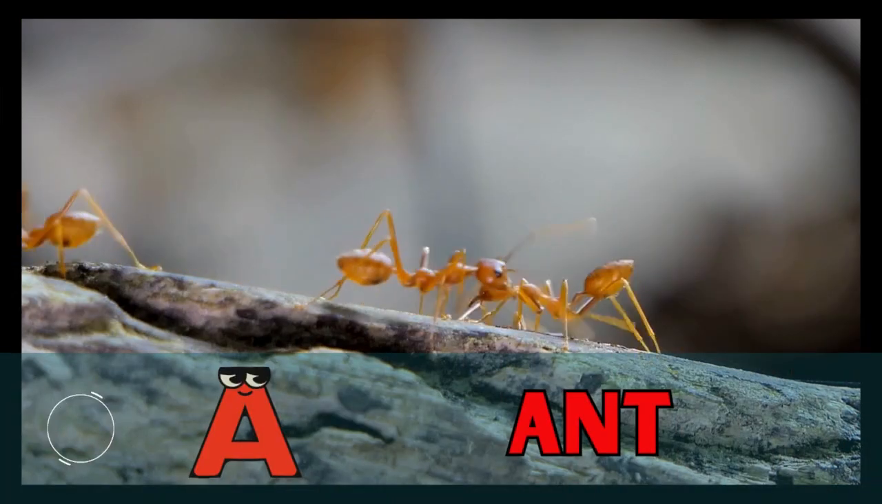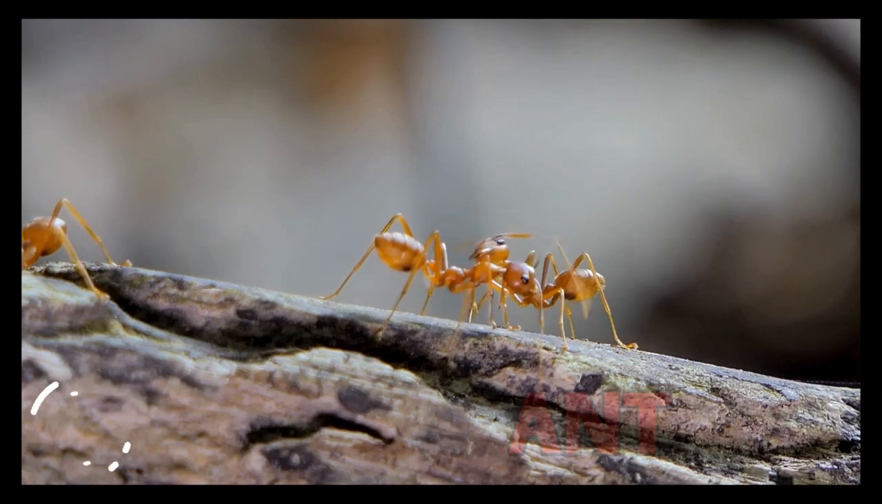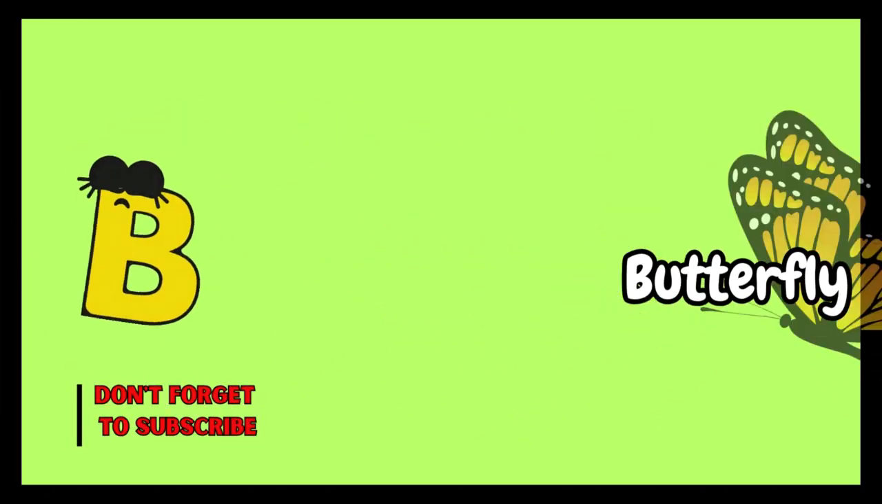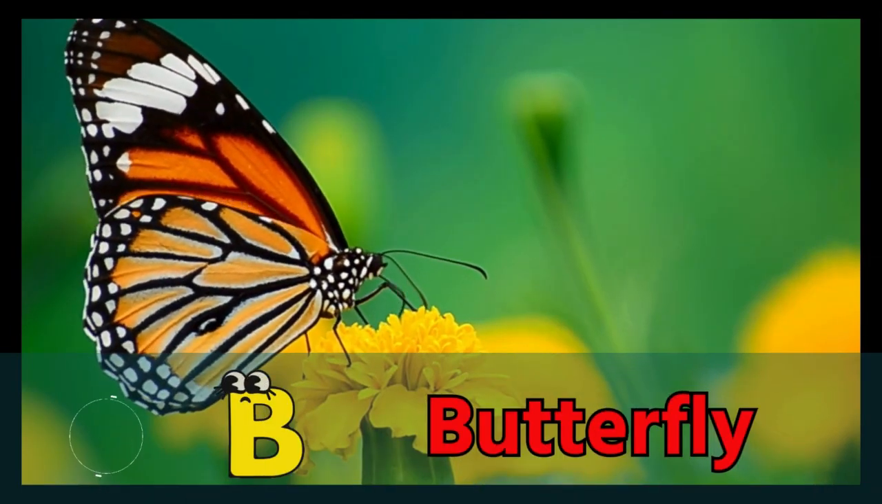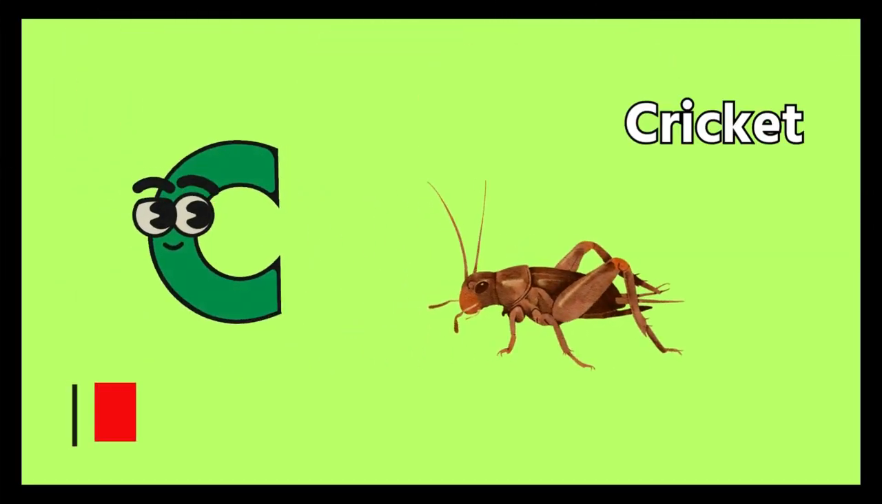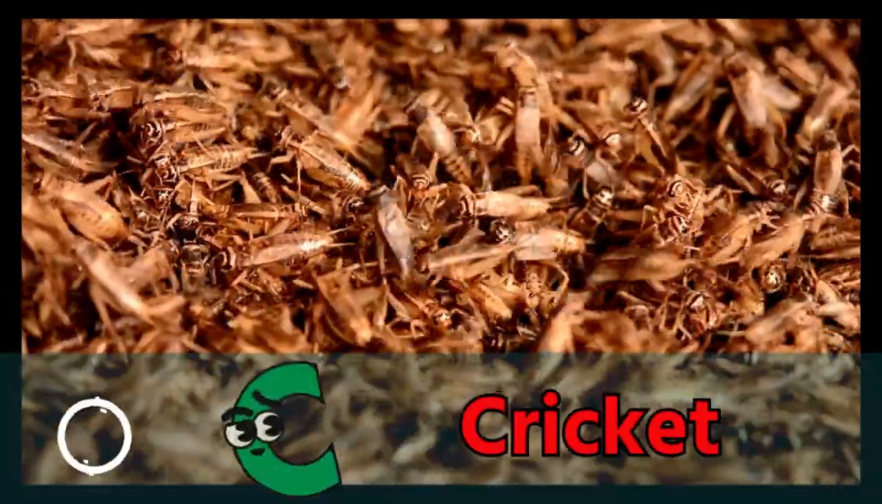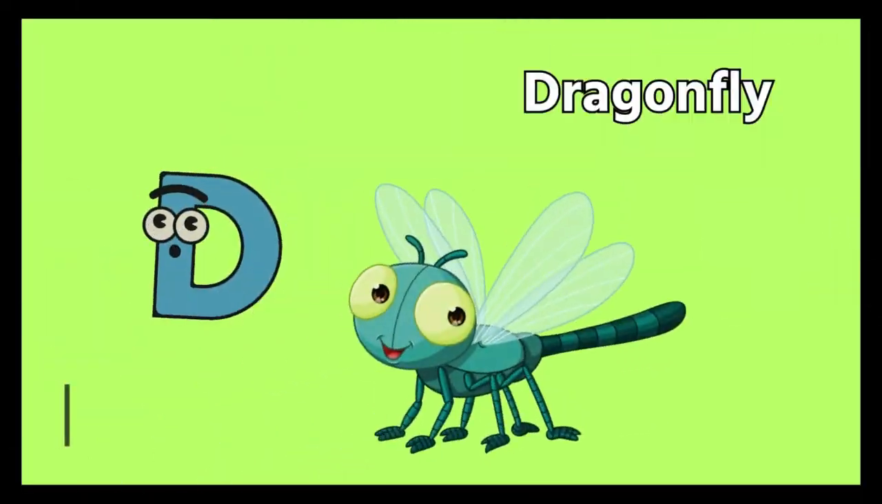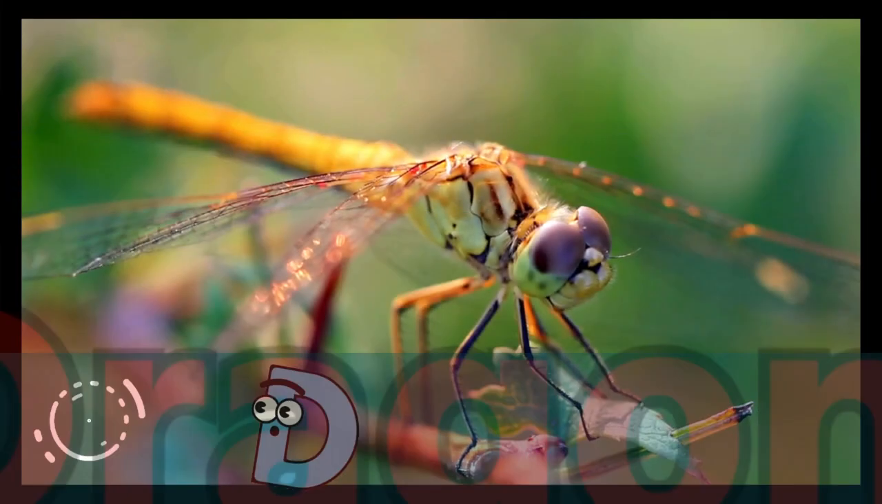A is for ant, marching in a line. B is for butterfly, fluttering so fine. C is for cricket, singing in the night. D is for dragonfly, flying with delight.